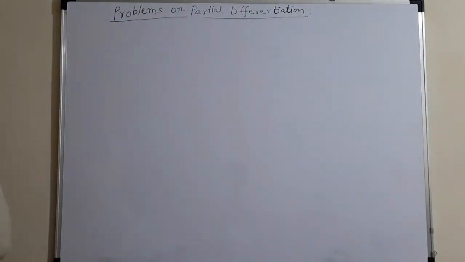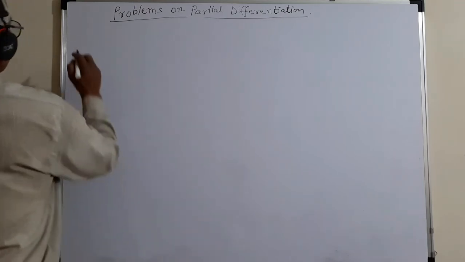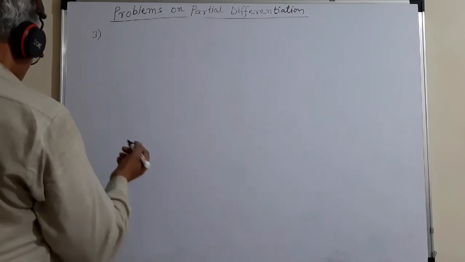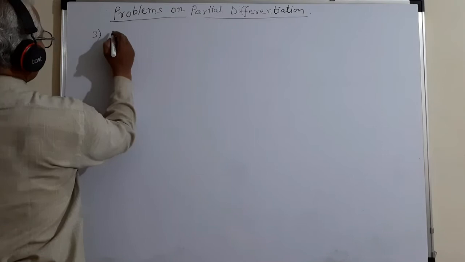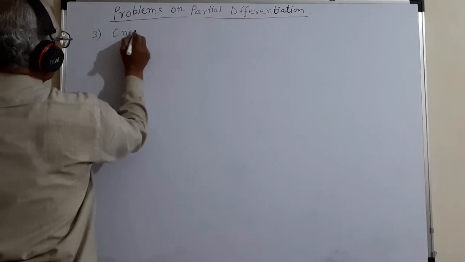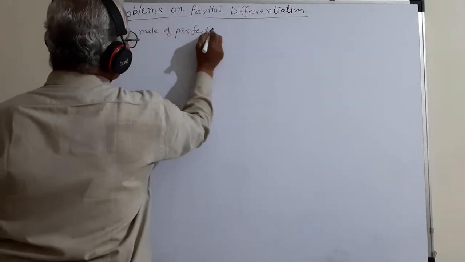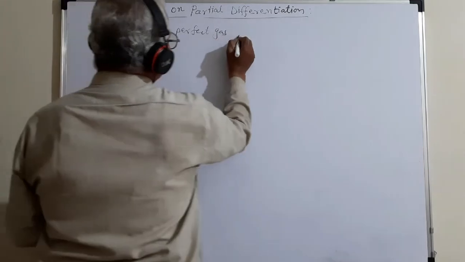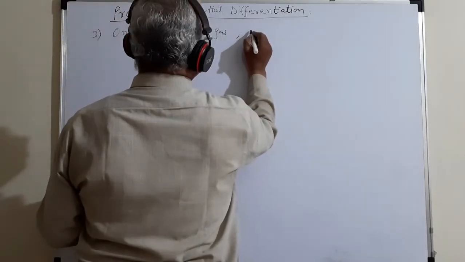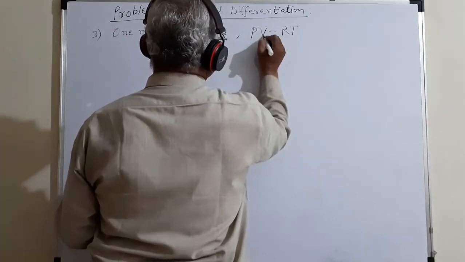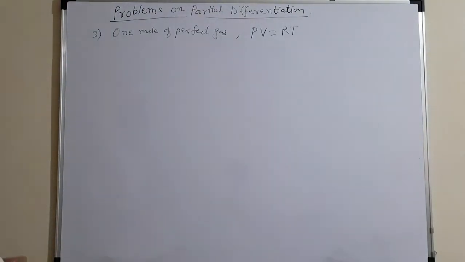So let us see the next problem. The problem number 3 is the equation of state for 1 mole of perfect gas. The relationship between the pressure, volume and temperature is given by Pv is equal to RT. We know the expression for 1 mole of a perfect gas as Pv equal to RT.